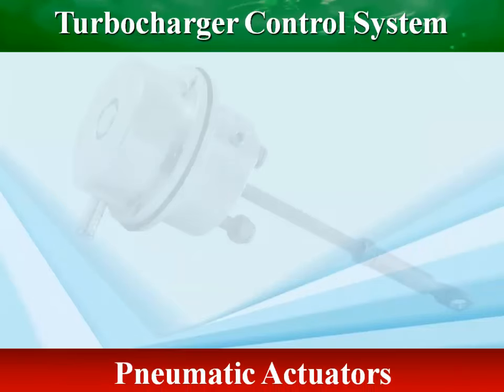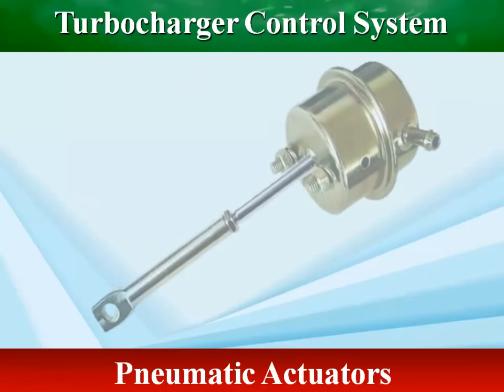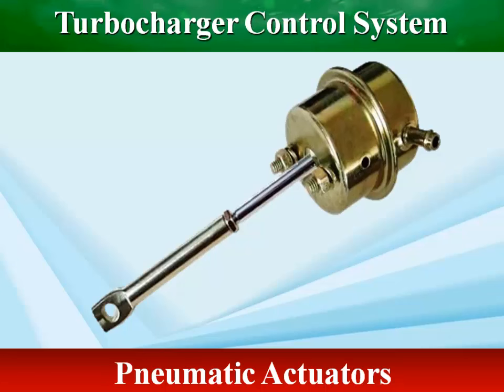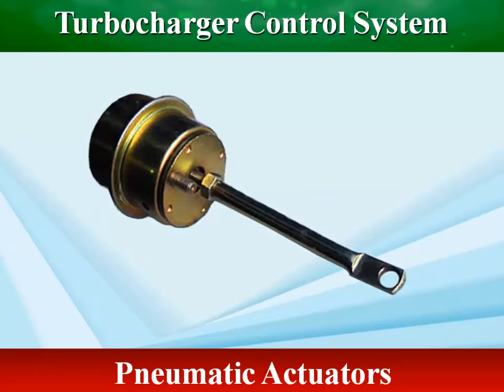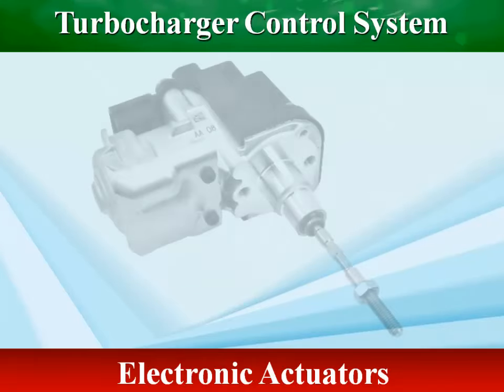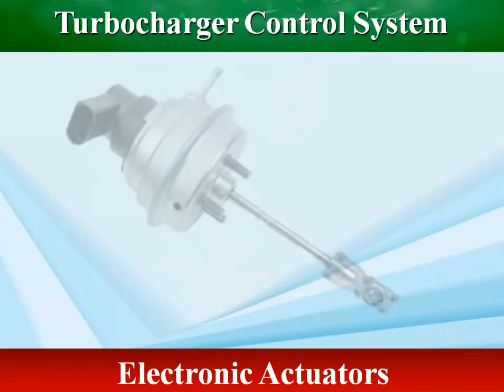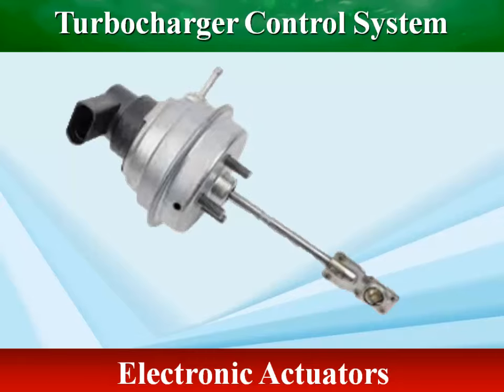Pneumatic actuators are the most common type of actuators in traditional systems, as they control air pressure and move the diaphragm to regulate the boost. Electronic actuators are found in more advanced turbo systems. They utilize the engine's electronic control unit, ECU, to operate an electronic servo motor for more precise and dynamic control over the wastegate.